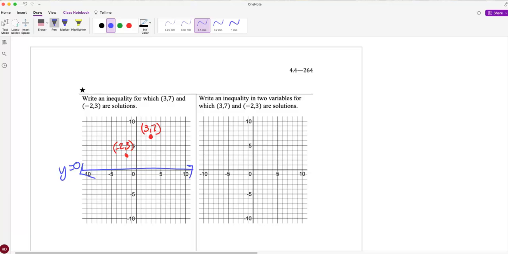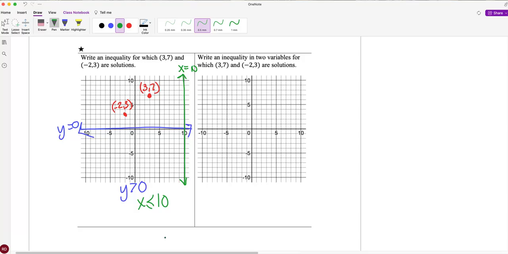Okay, so those two have y values that are above, so one way I can say it, y is greater than 0. That inequality will work. Negative 2, 3 and 3, 7 work for this. And you could also do something like, this is the line x equals 10. So you could say x is less than or equal to 10. That would work.